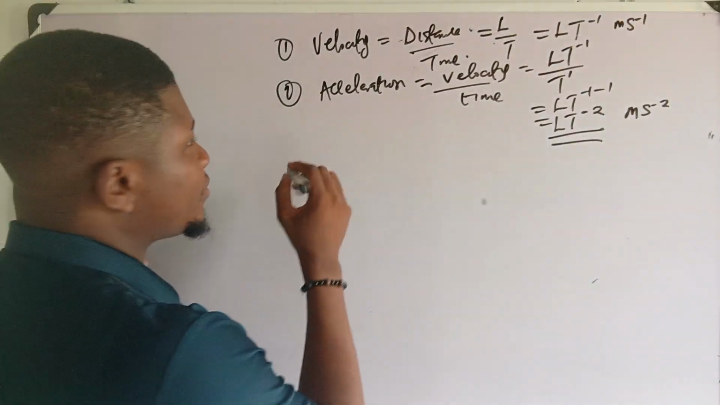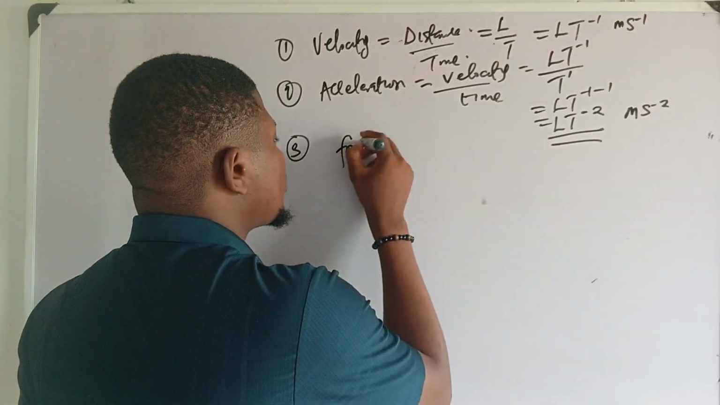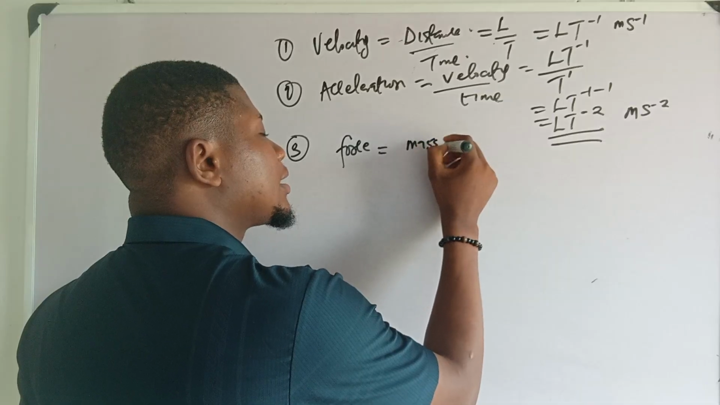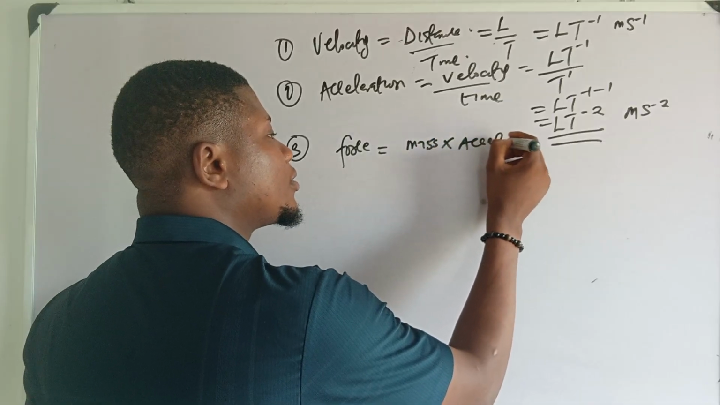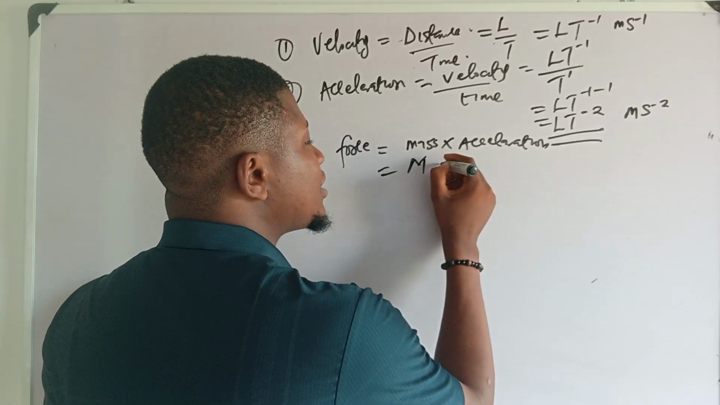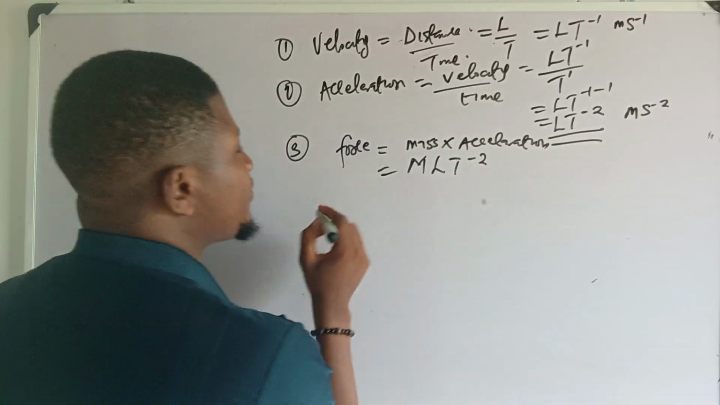Then number three, we look at force. What is the formula of force? Force is mass times acceleration. Mass is M, acceleration is LT minus 2. So this is the dimension of force.